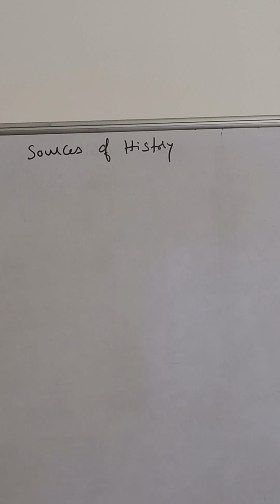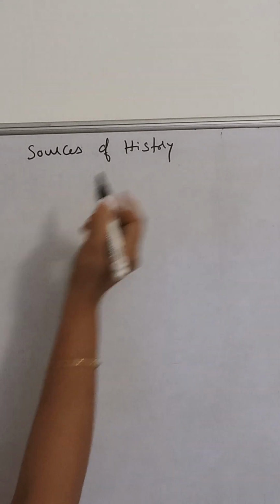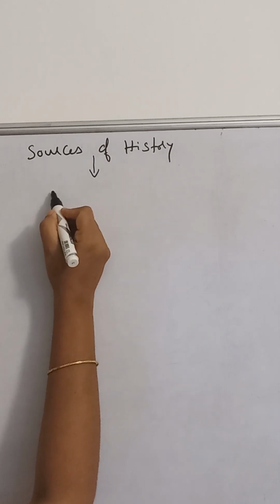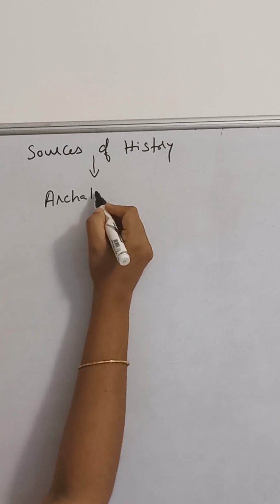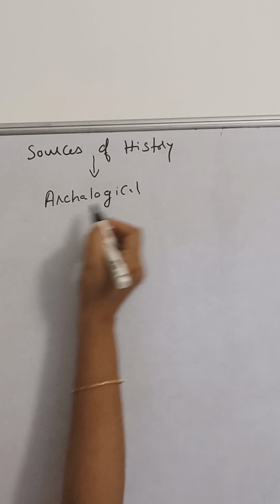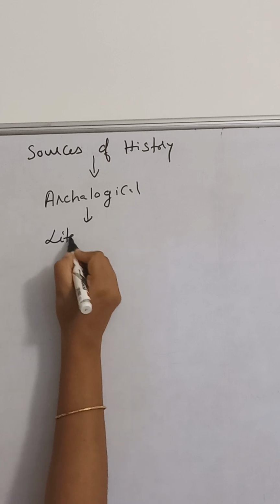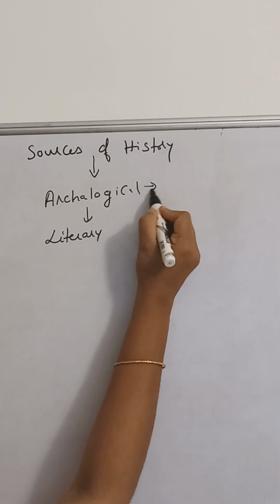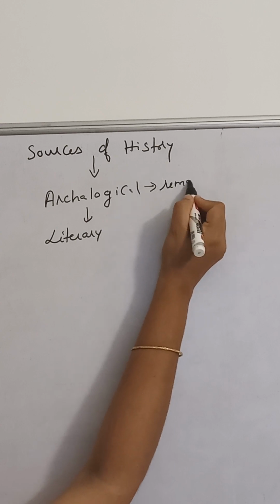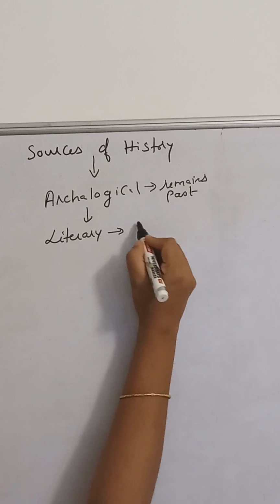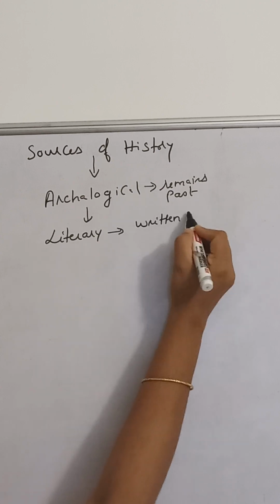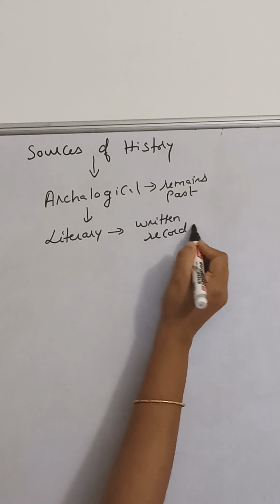So in the last slide we looked into what is history. In this slide we will look into what are the different sources of history. There are two main sources of history. One is archaeological, another is literary. When we talk about archaeological, it means remains of the past. And when we talk about literary, it means written records like books and documents.